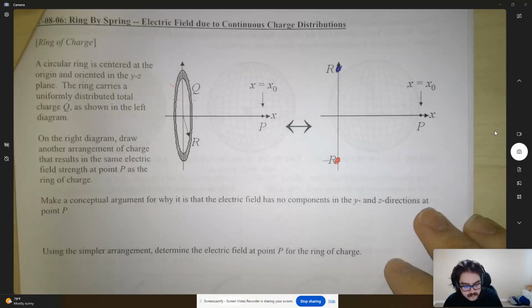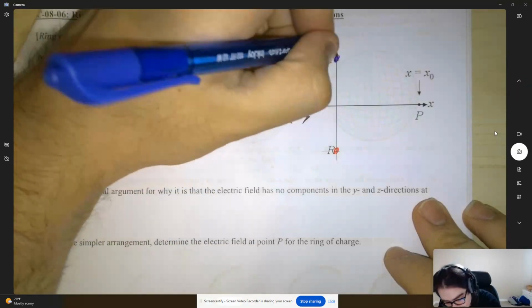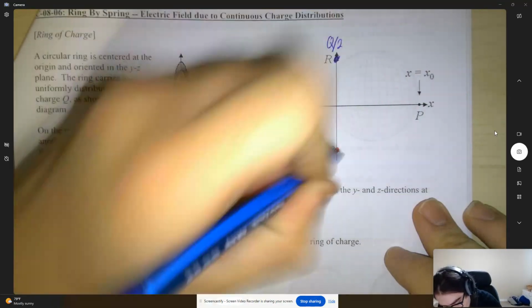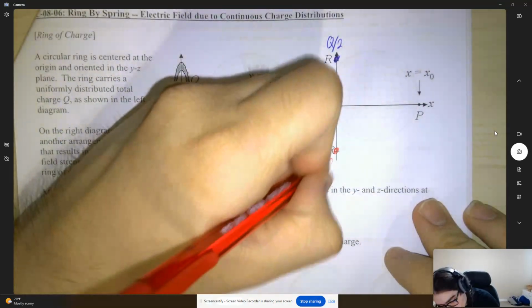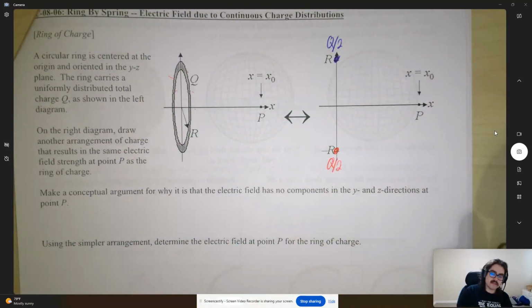And each of these charges, by the way, has to have a charge of Q over 2. So it's going to have the total charge of the ring divided by 2, because each charge has to carry half of the total charge of the ring.